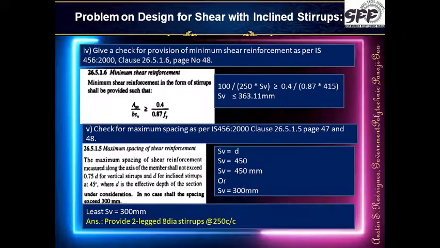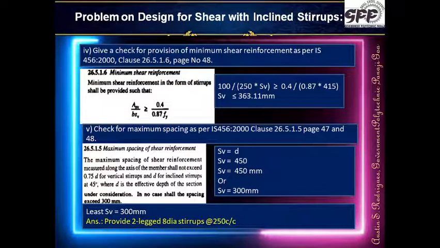Having done this, we have to go back to main clause 26, to provide minimum shear reinforcement. Give a check for provision of minimum shear reinforcement. Clause 26.5.1.6, page 48. ASV upon BSV is greater than or equal to 0.4 upon 0.87 Fy. That is, ASV is 100, B is 250, SV we are trying to find out is greater than or equal to 0.4 upon 0.87 Fy. SV is less than or equal to 363.11 mm.